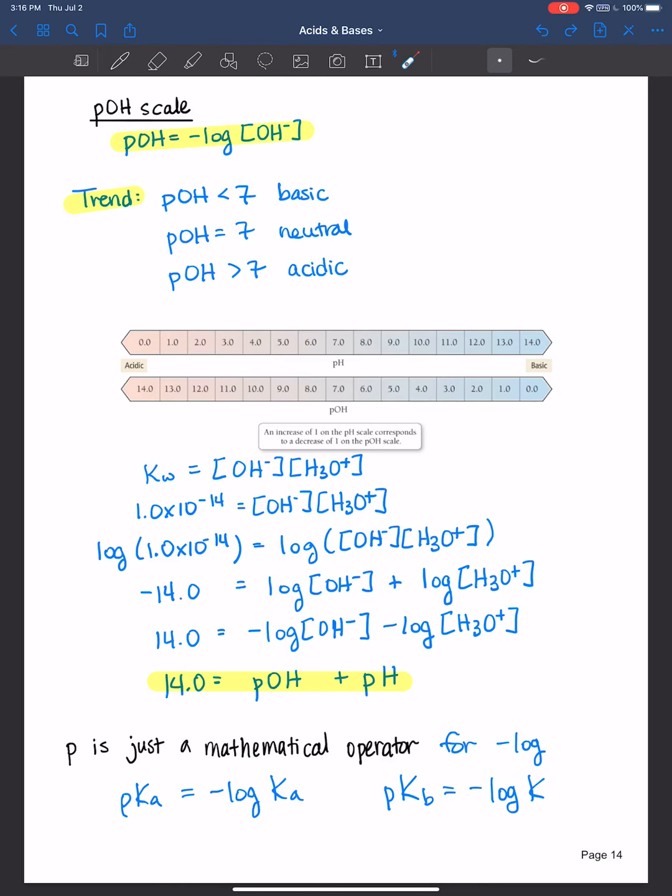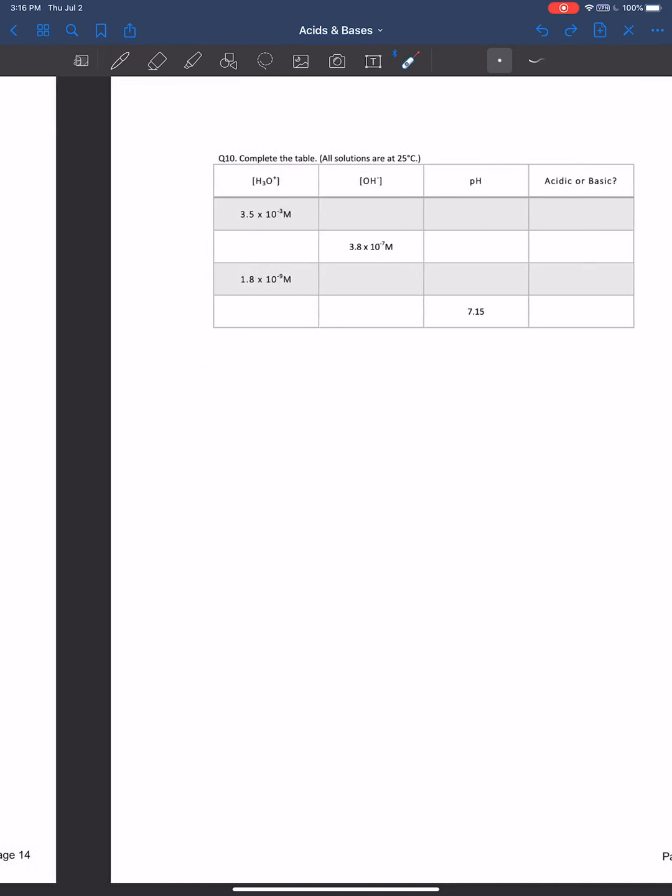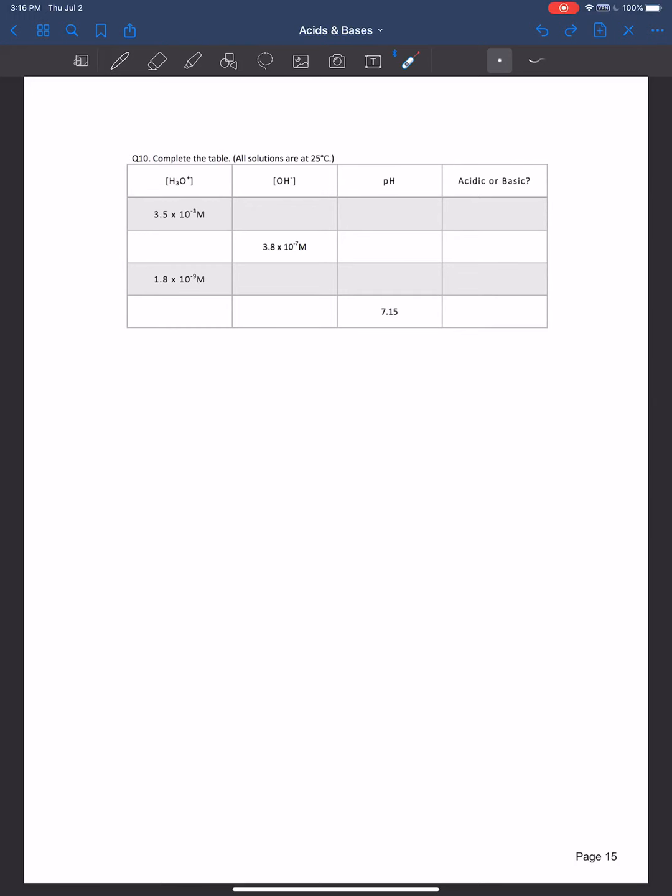All right, let's do some problems together. Now you can go ahead, pause the video. I highly suggest that you do. Try to use these formulas to figure out the different concentrations, the pH, and decide if it's acidic or basic. And then you can come back and check your work with me.